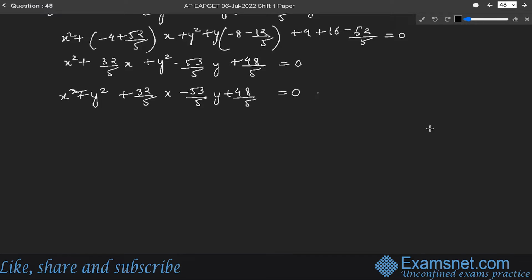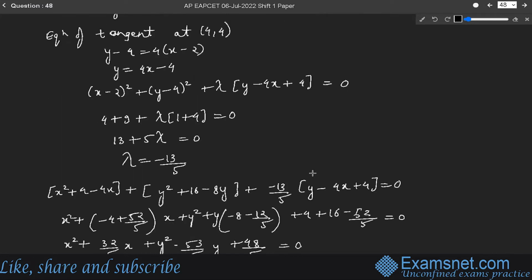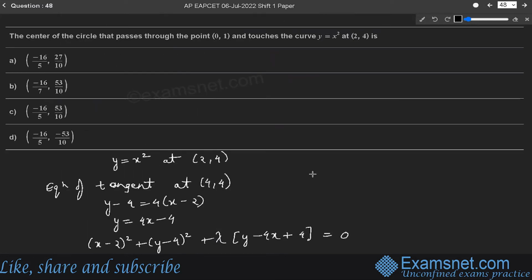Therefore, we can say that the center of the circle is minus 16 by 5 and 53 upon 10. So the center is minus 16 by 5 and 53 upon 10. So the correct option is option number C, minus 16 upon 5 and 53 upon 10. I hope this question is clear to you.